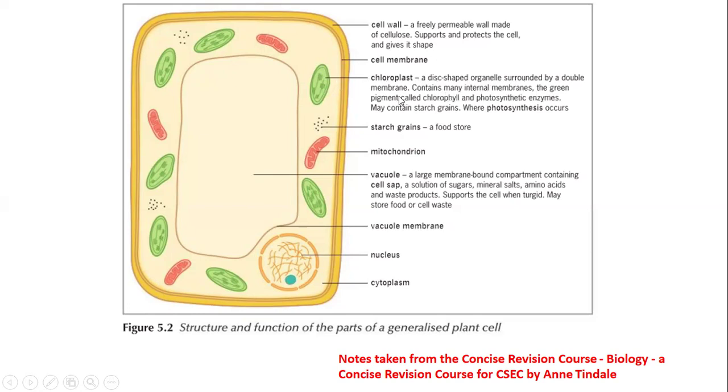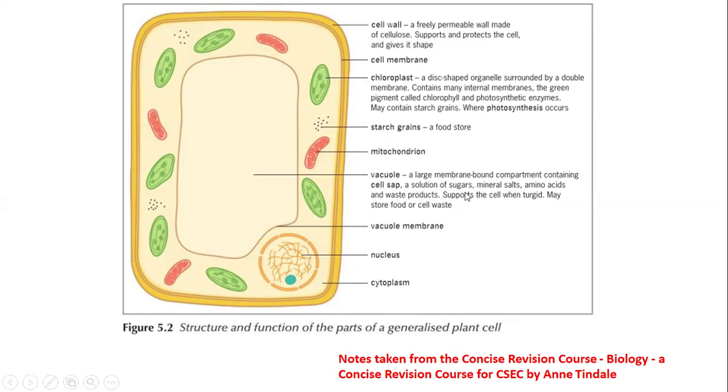It contains the internal membrane, which is where chlorophyll is found, where the photosynthetic enzymes are, to do photosynthesis, right. Then we have the starch grain. Please note that the starch grains store food in the plant cell, while the glycogen granules store food in the animal cell. Guys, I'm going fast, so bear with me if I miss some words sometimes. All right, then we have the vacuole, which is a large membrane-bound compartment containing cell sap.